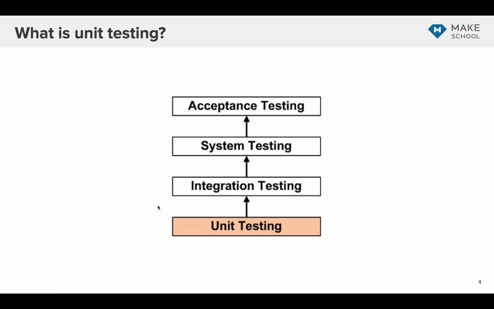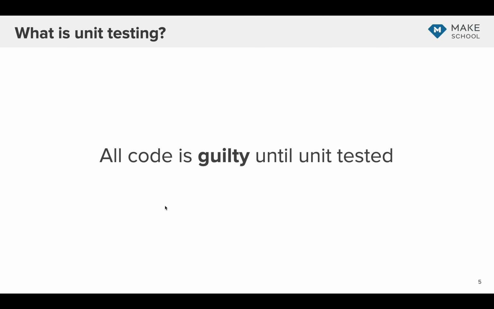So in software testing, there's several levels. Okay, so the first level is unit testing, and then it moves into integration, system, and acceptance testing. Okay, we're just going to talk about unit testing today. So, here's a quote I found on the internet: all code is guilty until unit tested.